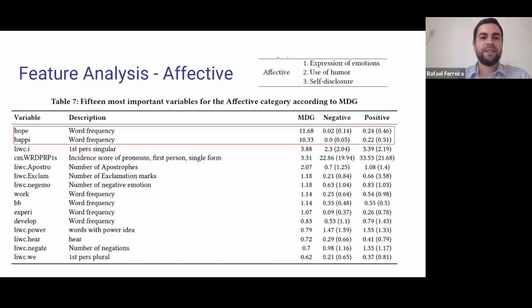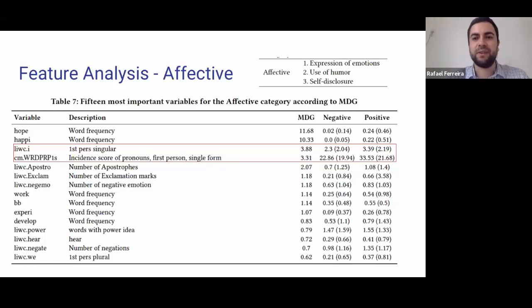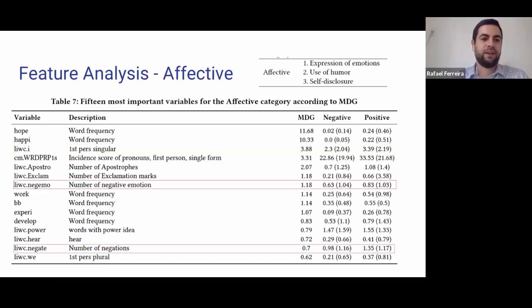And we can see that these words are related to affective because it's somehow an expression of emotions, positive emotions. And also we highlight the pronouns in the first person singular, which are related especially to the self-disclosure indicator. And finally, we also have a couple of negative emotion indicators, so it's also related to emotions. In this case, the emotions are not only positive, but can also be negative.